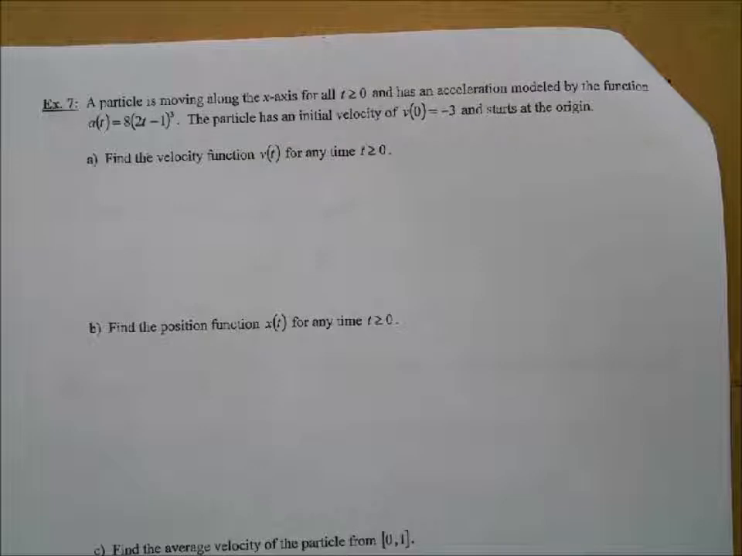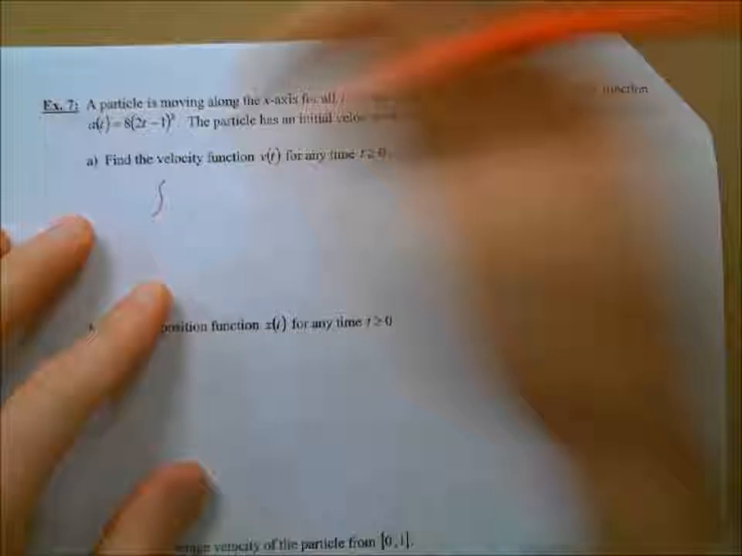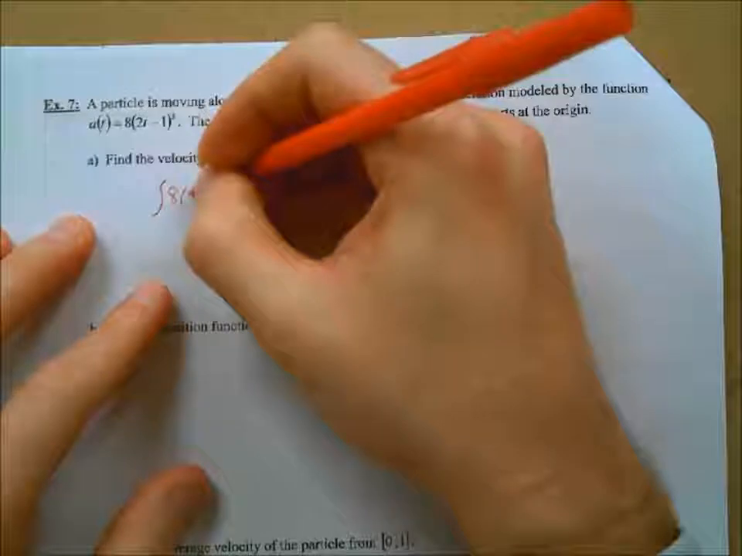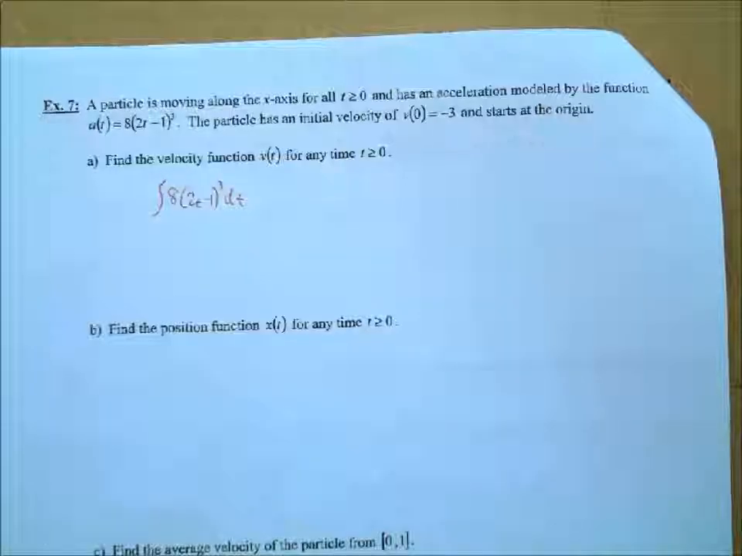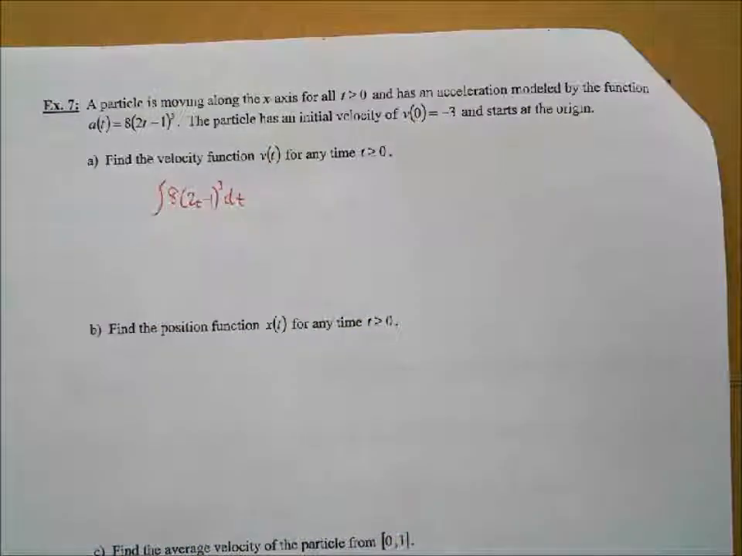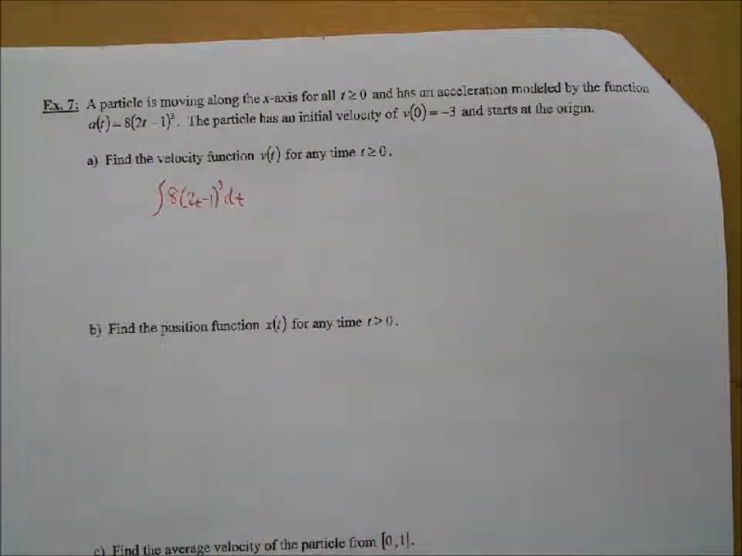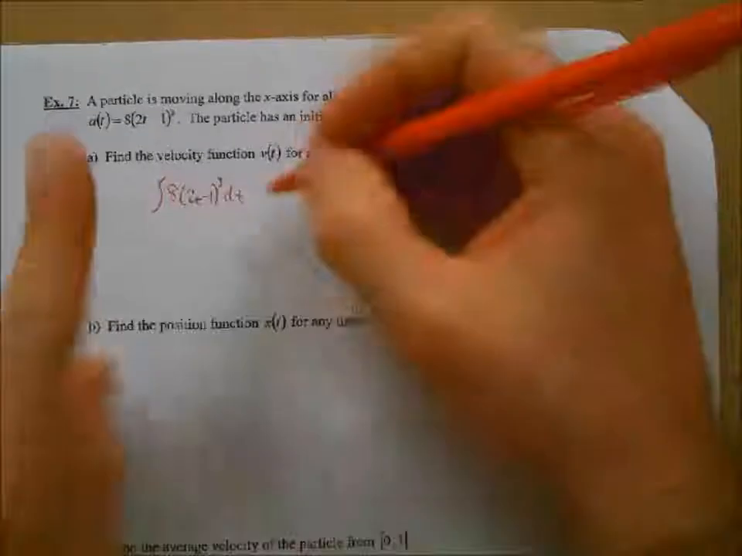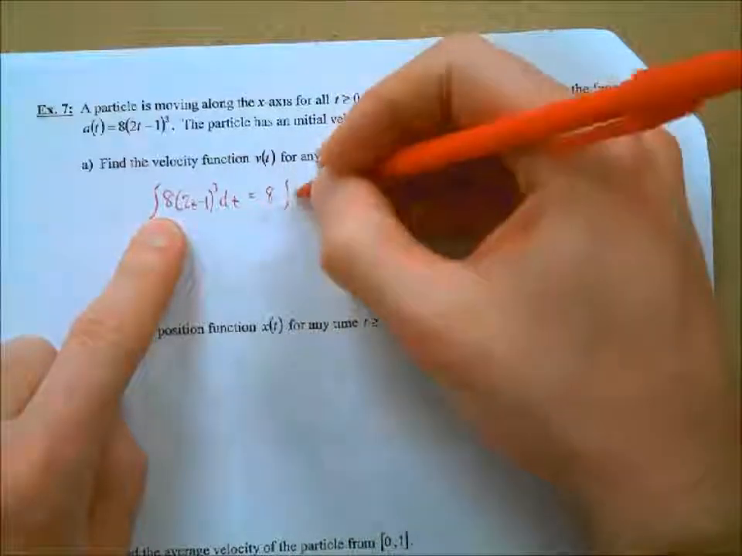All right, anyway, so given the acceleration, how do we find the velocity? What do we do? Integrate. All right, so we're going to integrate 8 times 2t minus 1 cubed dt. Okay, and again, we're trying to find the velocity function, so we're just going to do indefinite integration here. I'm going to pull this 8 coefficient in front of my integral sign.